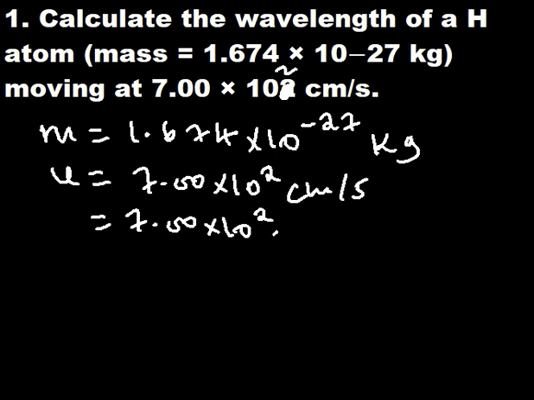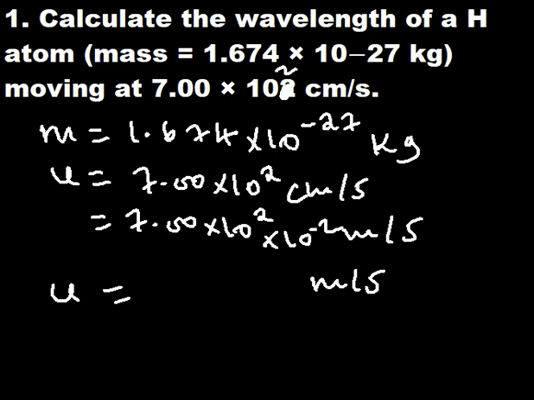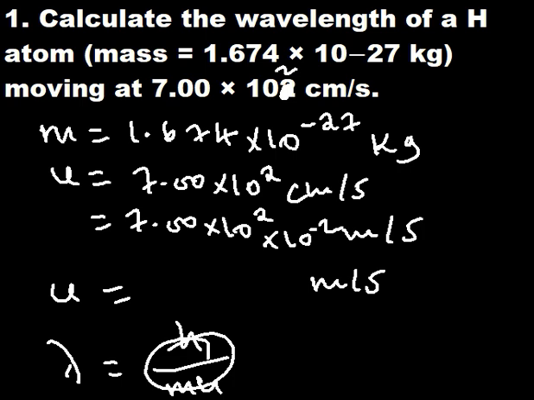times the value of centi, which is 10 to the power negative 2, meters per second. With the calculator, you will be able to express that, and it will be given in meters per second. That will be the speed. And to get the wavelength, we use the de Broglie equation, which is Planck's constant divided by the mass of the particle times the speed at which it is moving. So you will be able to get the wavelength there.